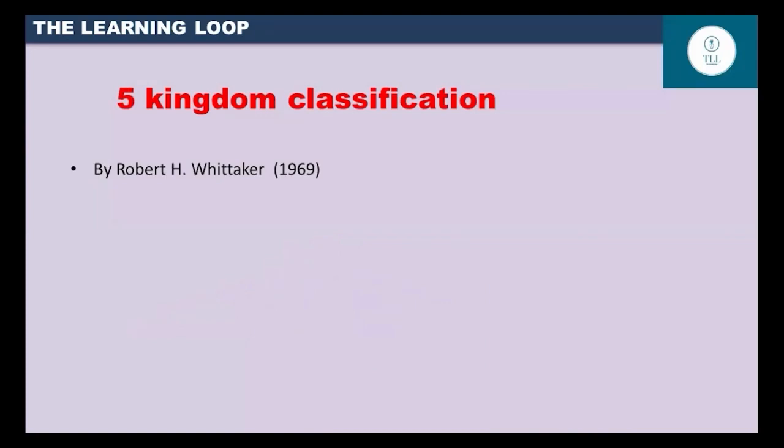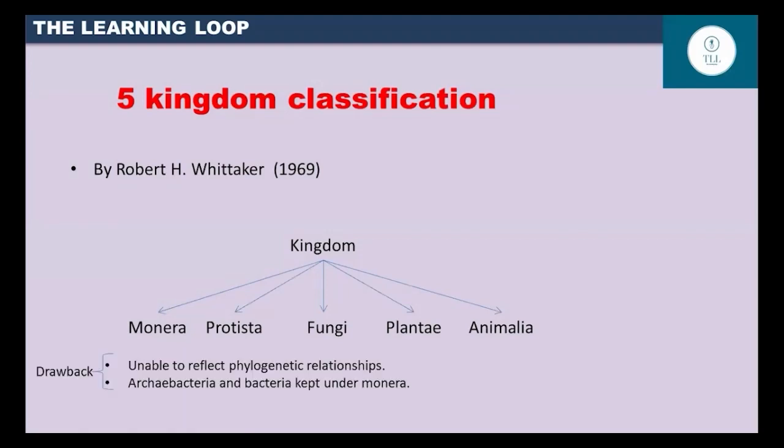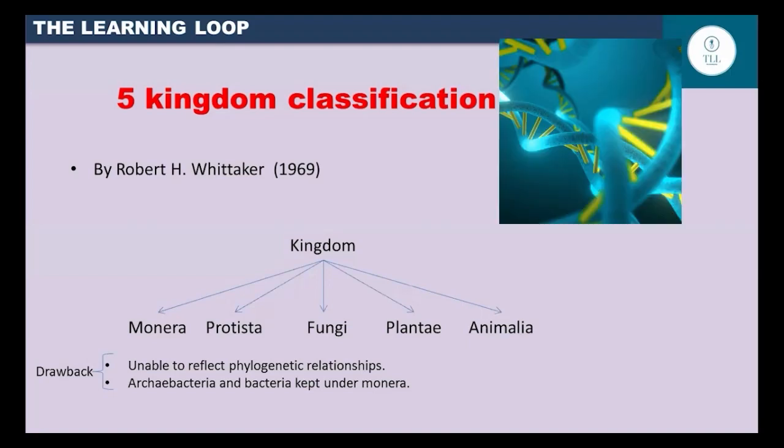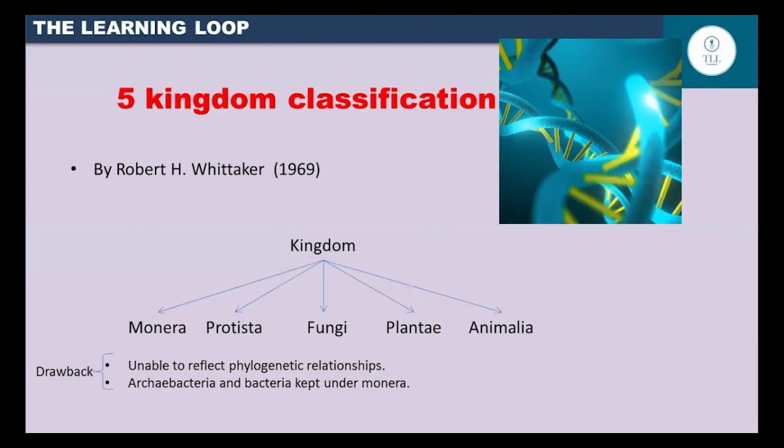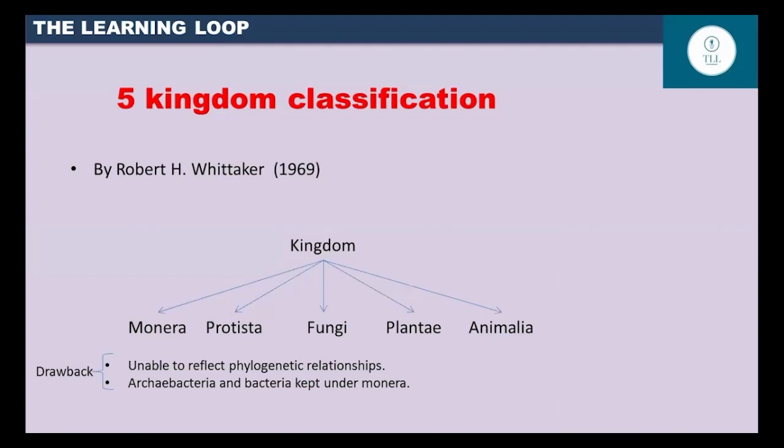Then, in 1969, Robert H. Whittaker gave the five-kingdom classification system where he placed the fungi into a separate kingdom. But the drawback of this system is that it failed to tell about the phylogenetic relationships among the five kingdoms. Phylogenetic relationship means the evolutionary relationship which tells about the lineage or the ancestry of an organism. Another drawback was that archaebacteria and bacteria were kept together under the kingdom Monera.